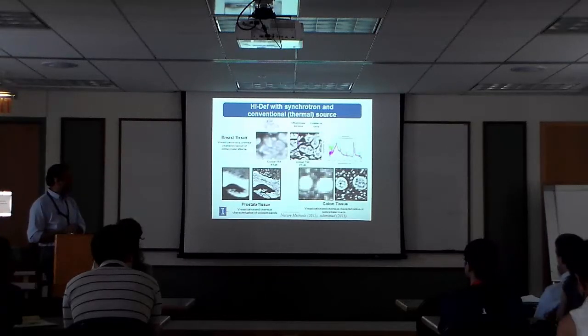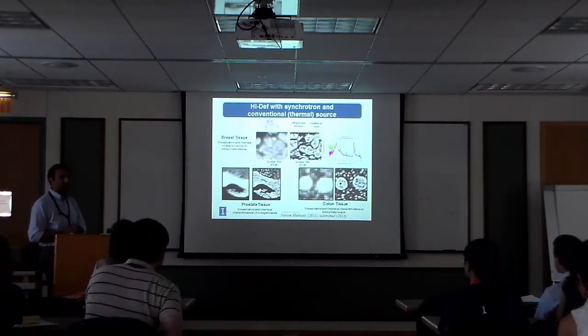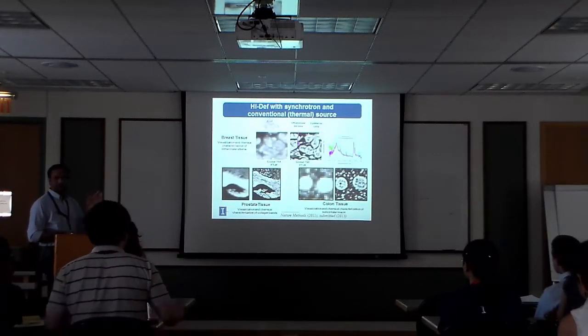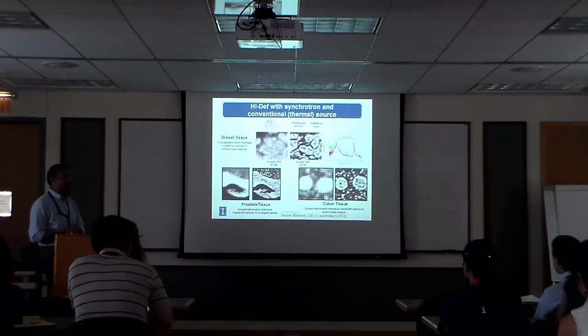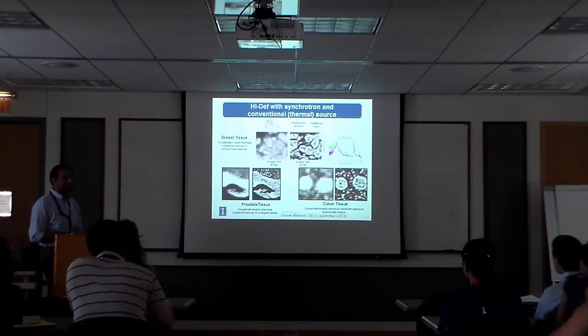But we've done some things in the lab, and this is stuff we can do in the lab now. So here's colon tissue. That's the best commercial system available. This is what we get routinely in the lab now, right? So things are looking much better. You can actually start to see subcellular features. Here's the nucleus. Here's cytoplasm. It's a single cell, and you can see things much, much better.